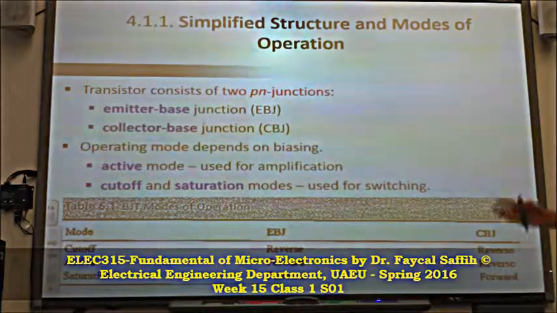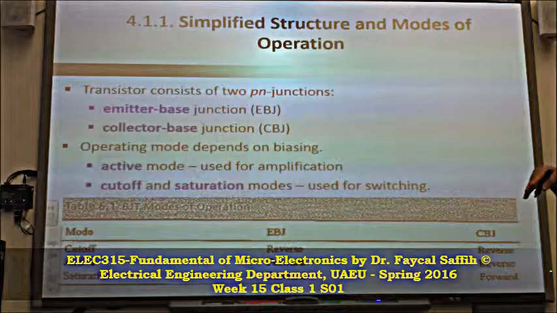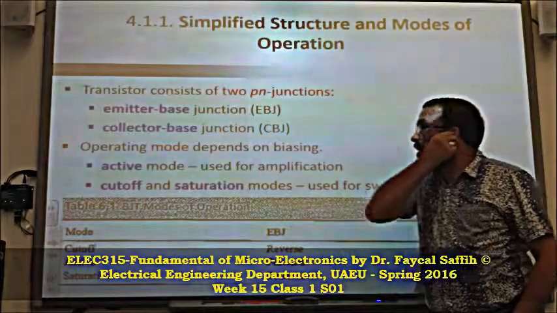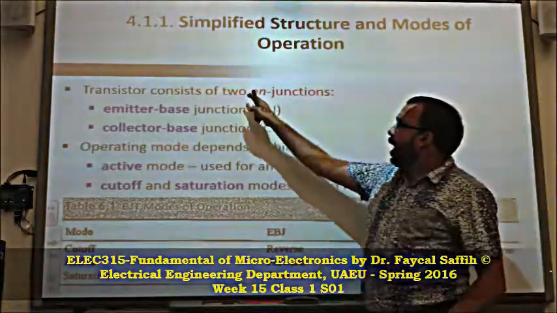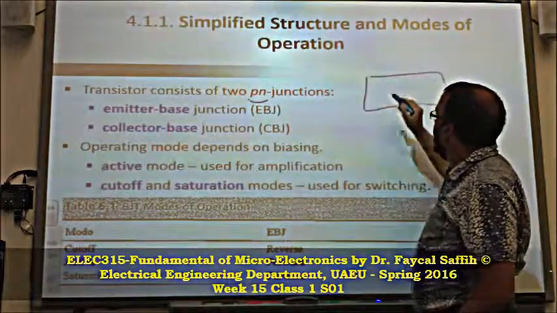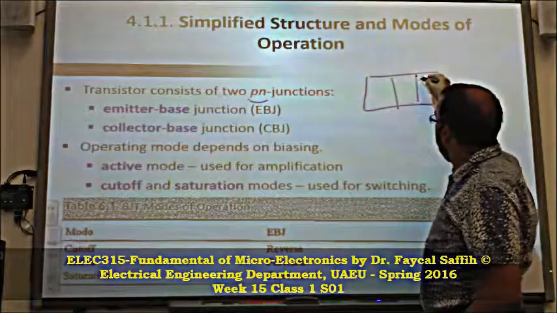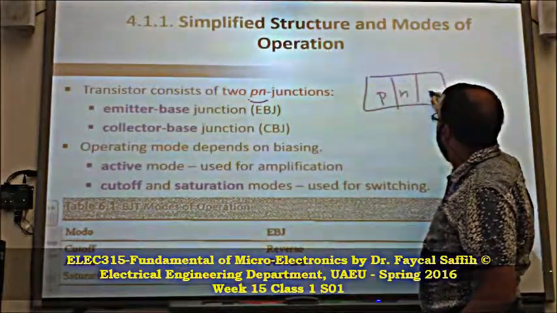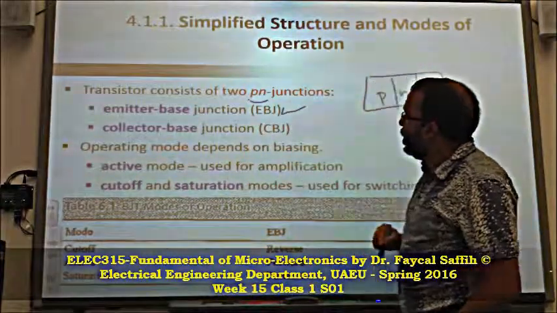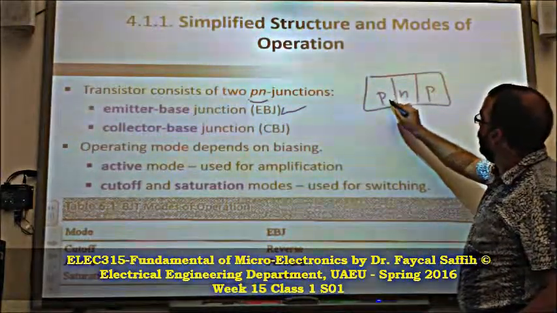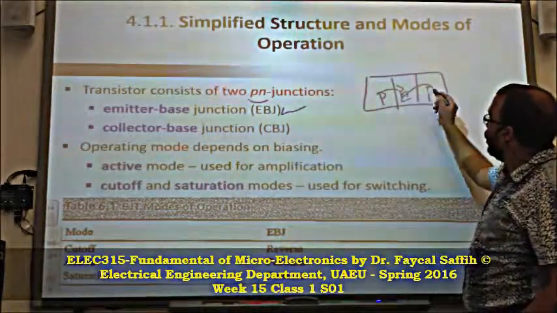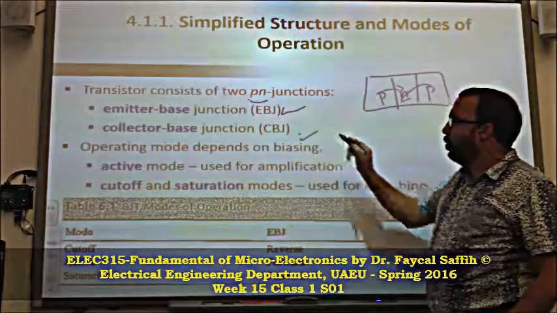So we are going to talk here about the modes of operation, but at a very high level. We don't go into details here. As we said, we have two PN junctions, like for PNP or NPN. We have the emitter base junction, PN, and we have the collector base junction, PN. So we already spoke about that.